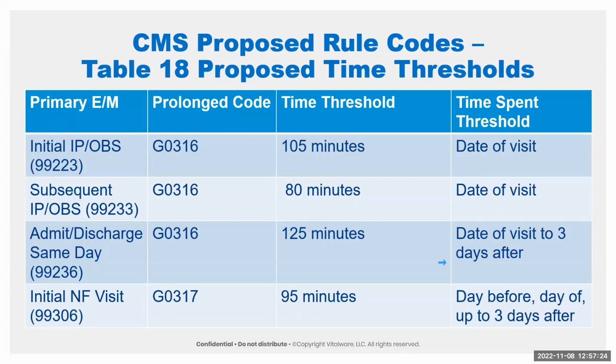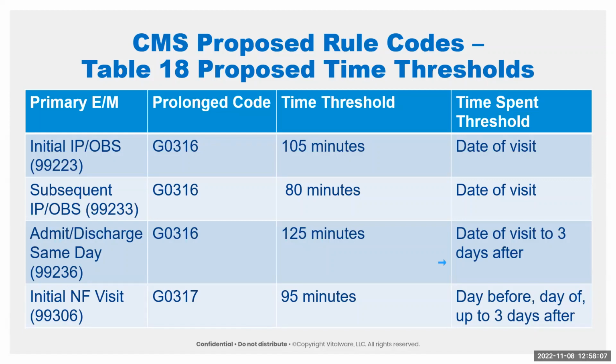The AMA took some different time frames specifically for the initial visit, the initial nursing facility visit, and the admit discharge same day services. And so CMS has applied those to these prolonged time codes. For the initial and subsequent inpatient or observation services, you can use the G0316 starting at 105 minutes, and you just count the time spent on the day of the visit.